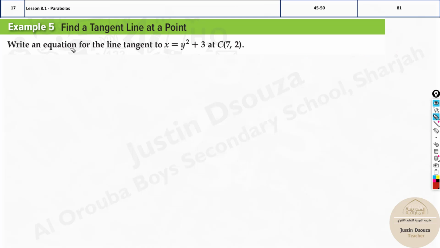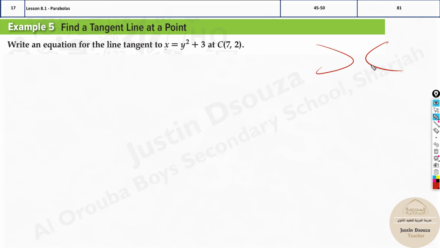Here we have to write the equation for the line tangent to x equals y squared plus 3 at this particular point. Now first of all, looking at the equation, x and y are being squared, I know it's going to be like this or like this. It's opening up horizontally, not vertically, because y is squared.